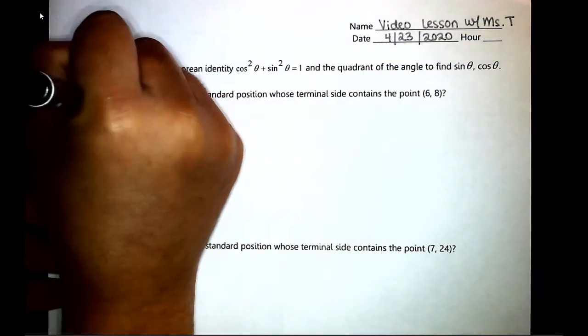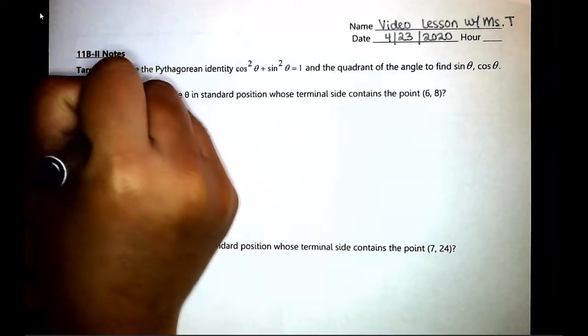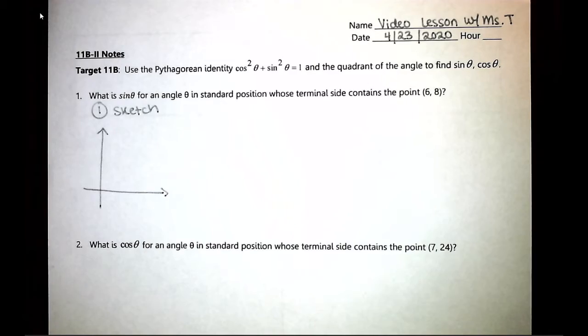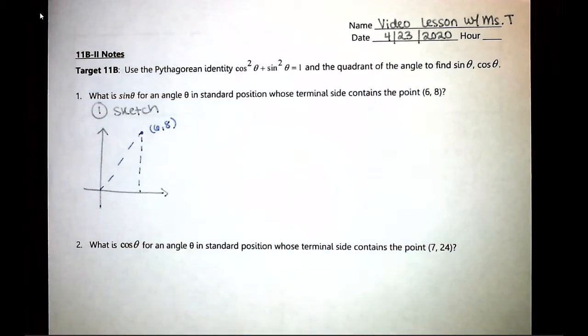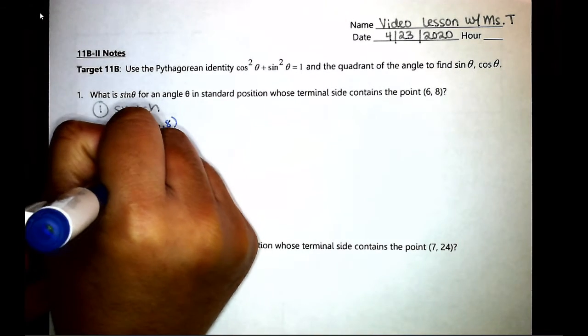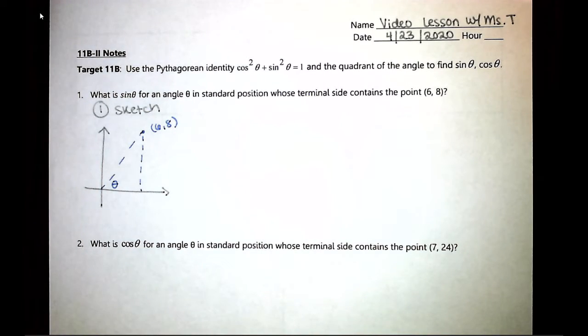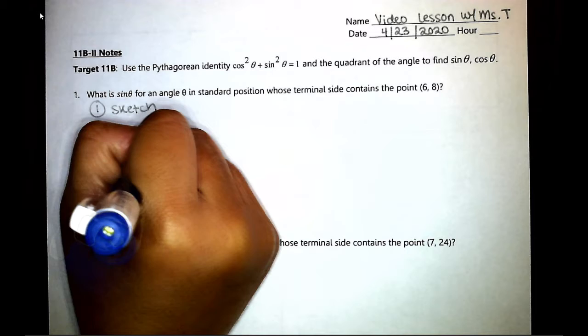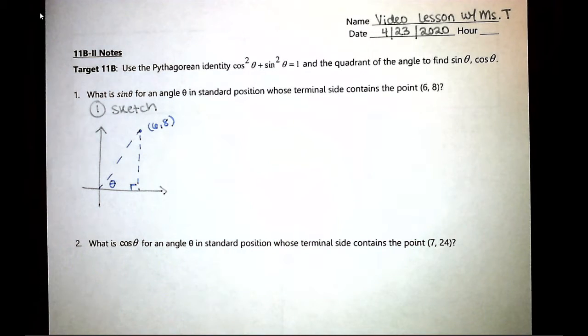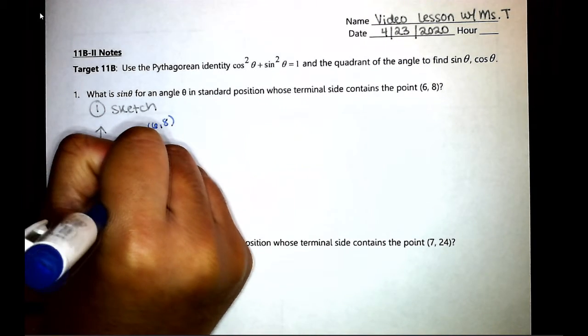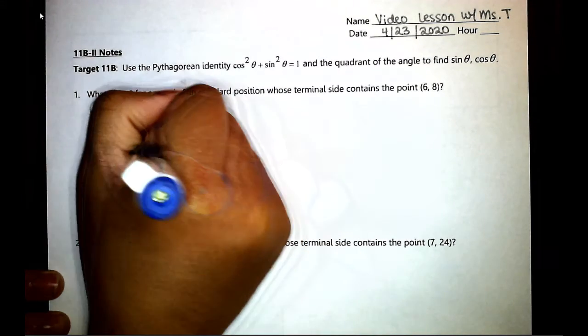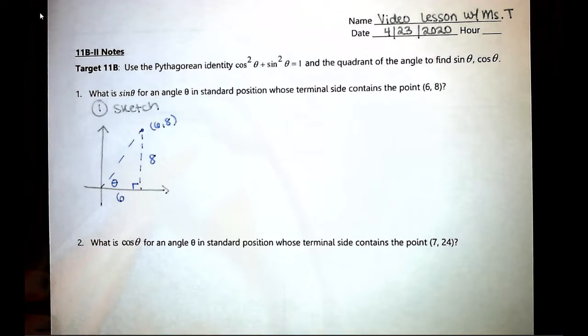Our first step is going to be to draw a sketch. We're going to plot the point 6, 8, where x equals 6, y equals 8, on our sketch. We can also add theta here, and we know that this is a right angle. That'll be useful later. Now we're going to add our other values. We know x equals 6, so that's going to go down here. And y equals 8, so that'll go here.